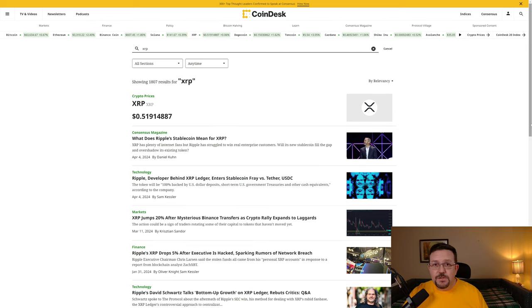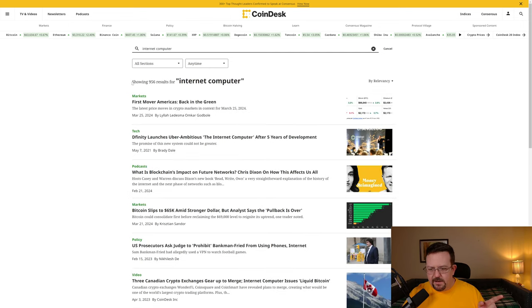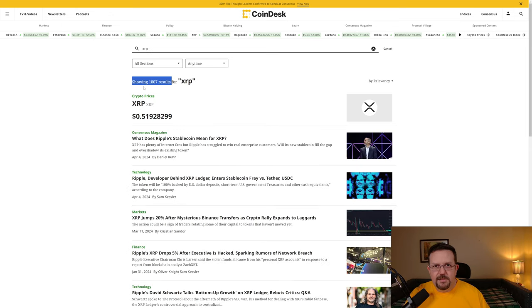And yet, if you search for XRP over at Coindesk, first of all, there's about twice the results, and the results seem more relevant. Because again, 956 results for Internet Computer. Many of the search results are not actually relevant, despite it being set to sort by relevancy. And yet, there are 1,807 results when searching for XRP.